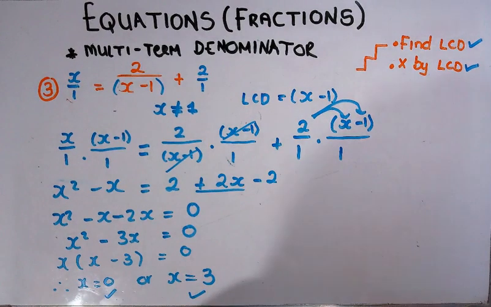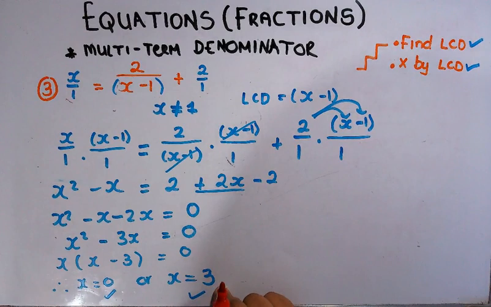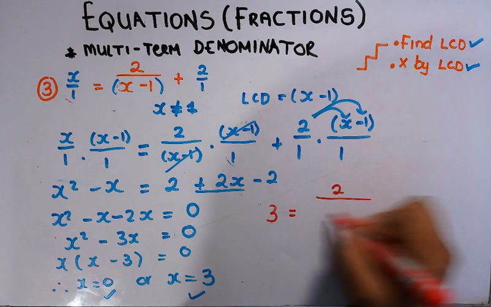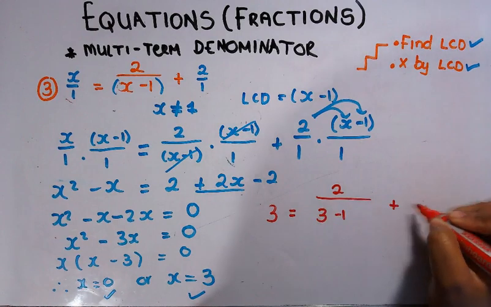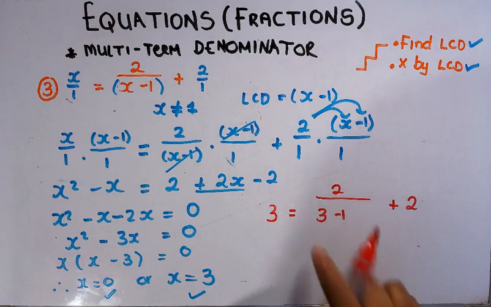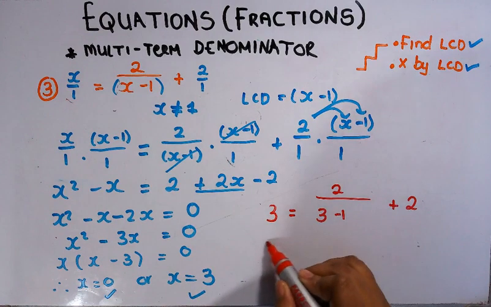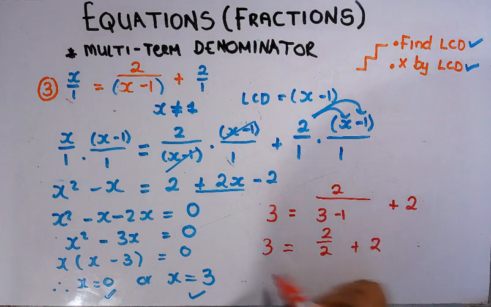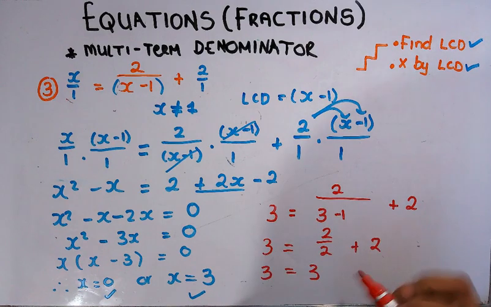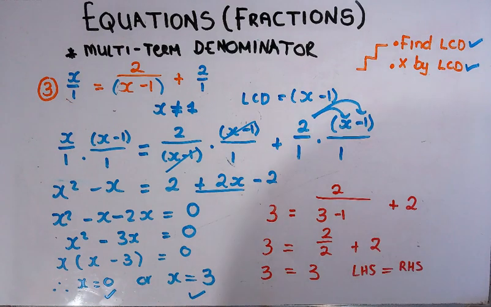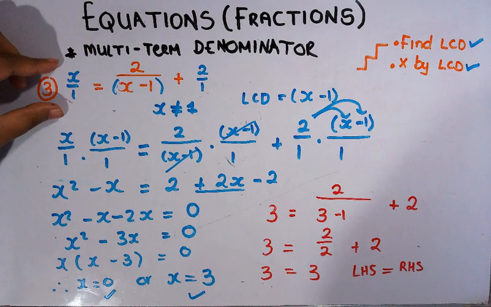So let's just go ahead and try it out with the 3. Let's make x 3. So we say that 3 is equal to 2 over 3 minus 1 plus 2. Okay, that is what we are substituting into this equation. So we say 3, is that actually equal to 2 over 2 plus 2? Well, yes it is. 3 is in fact equal to 3. So my left hand side and my right hand side are equal. So that means my solution is correct.